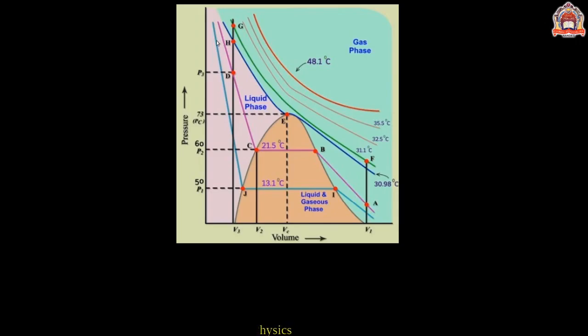Now the curve we are taking, the temperature is going to decrease from 31.1 degrees centigrade to 21.5 degrees centigrade. So this is the pink color shade, starting from point A to B, B to C, C to D. This black line is representing the gas phase, while this black line is representing the liquid phase.